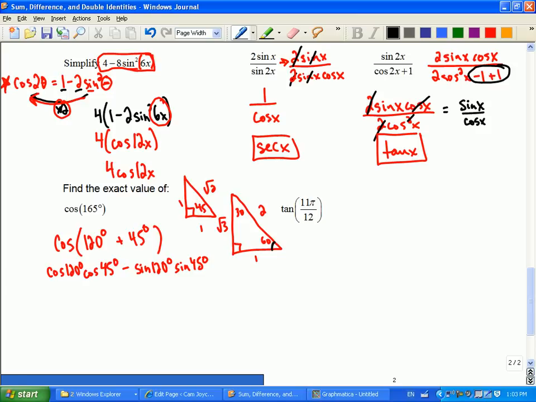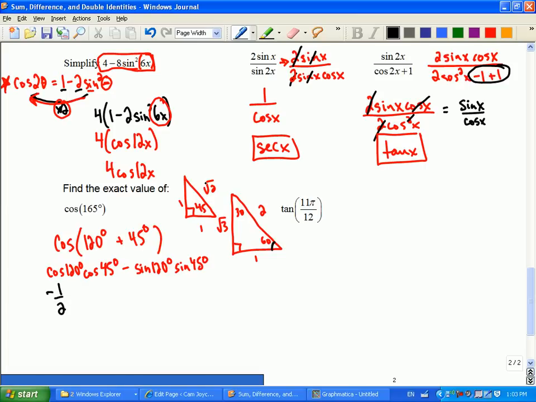Well, 120 is in which quadrant? Second quadrant, good. We all agree on that. Cosine is? Negative, yeah. It's backwards, right? Second quadrant means you're going into the negatives. So in this one, we're going to have negative 1/2.